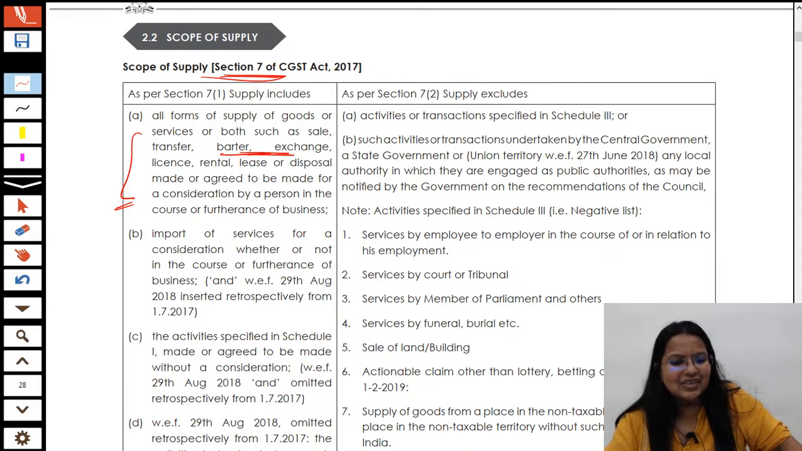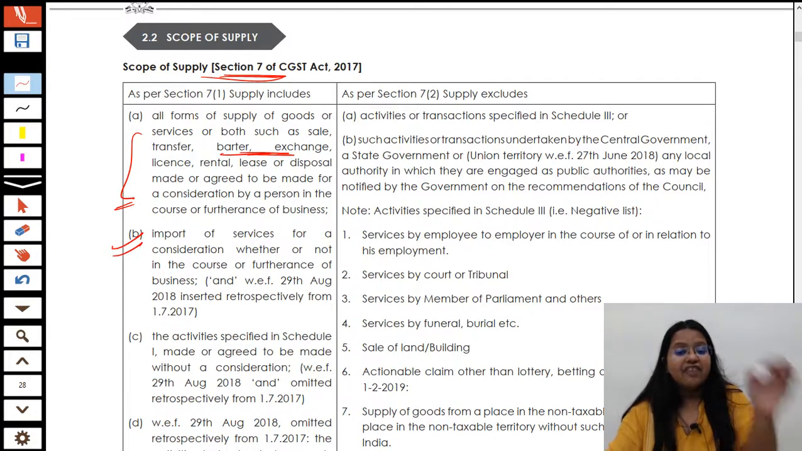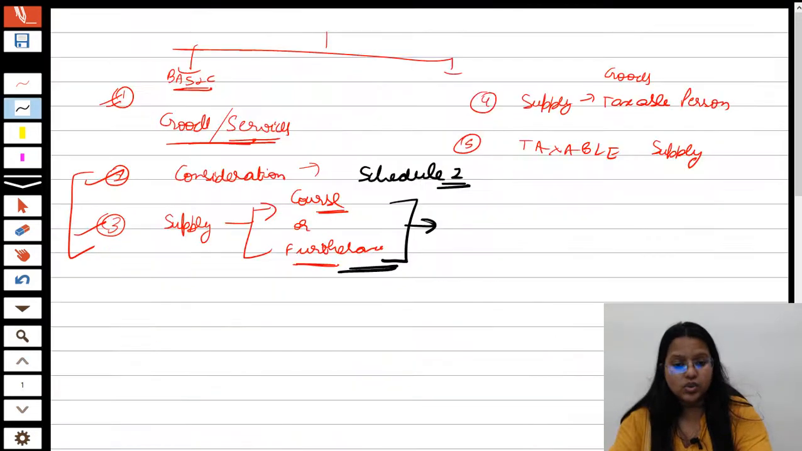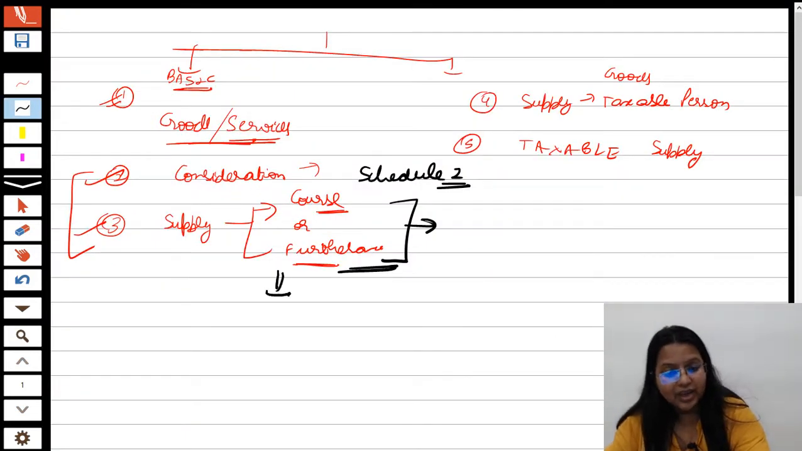Next is, students, clause B. Now clause B says, whenever there shall be import of services. Clause C says, whenever there shall be import of services.